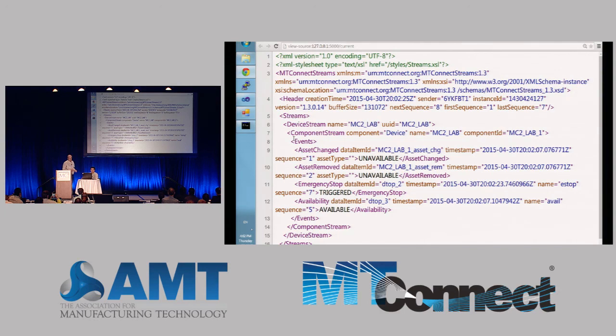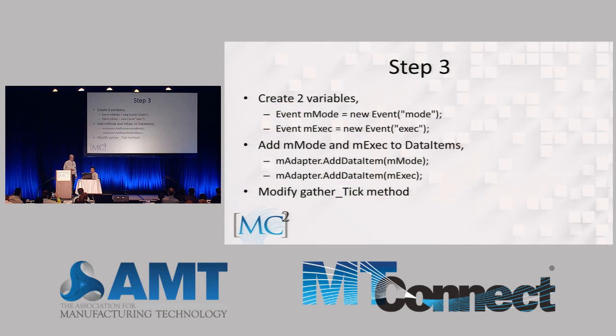Okay, so we can switch back to the presentation again. So we're going to go into the lab 3, and we're going to add 2 more variables. We're going to add the M mode and the M exec. Basically, the M mode is going to be the controller mode of the machine, and we're going to name the execution state of the machine exec.